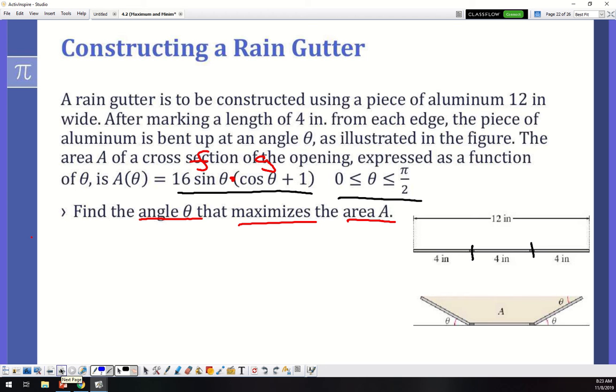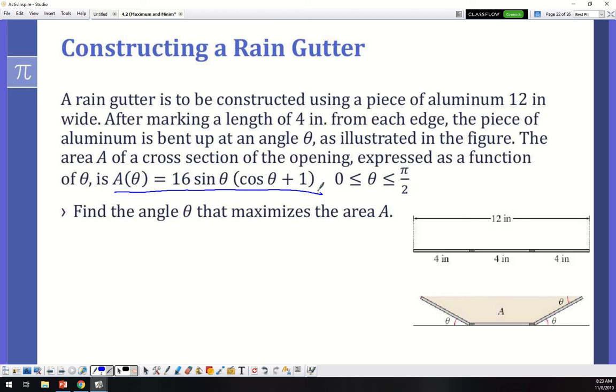Let's clear this one up. Okay. Rain gutter is to be constructed using a piece of aluminum 12-inch wide. After marking a length of 4 inches from each edge, the piece of aluminum is bent at an angle theta. So we have it here. So bent at an angle of theta, and the area of a cross section opening expressed in the function. So here's your function, and your interval is going to be between 0 and pi over 2.